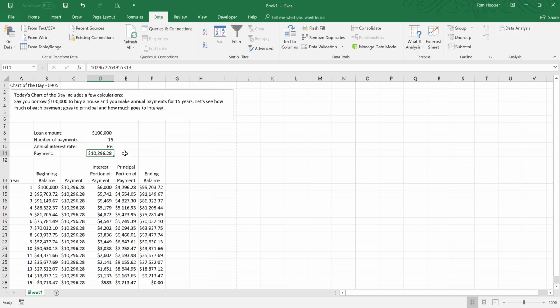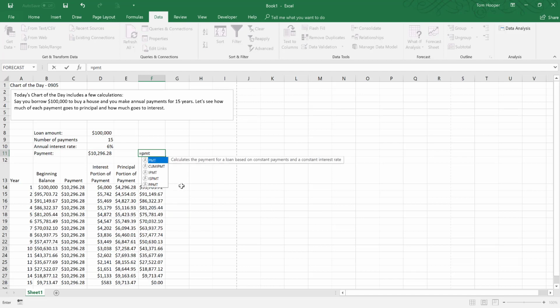But there's actually a way to calculate that payment. So let's try it. It's called PMT. It uses an interest rate, a number of periods, and a starting value. Notice the negative sign on starting value, so we get a positive interest rate.